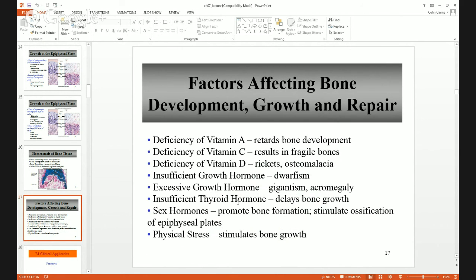Insufficient thyroid hormone will delay bone growth. And sex hormones promote bone formation and stimulate ossification of epiphyseal plates. Physical stress or exercise can stimulate bone growth.